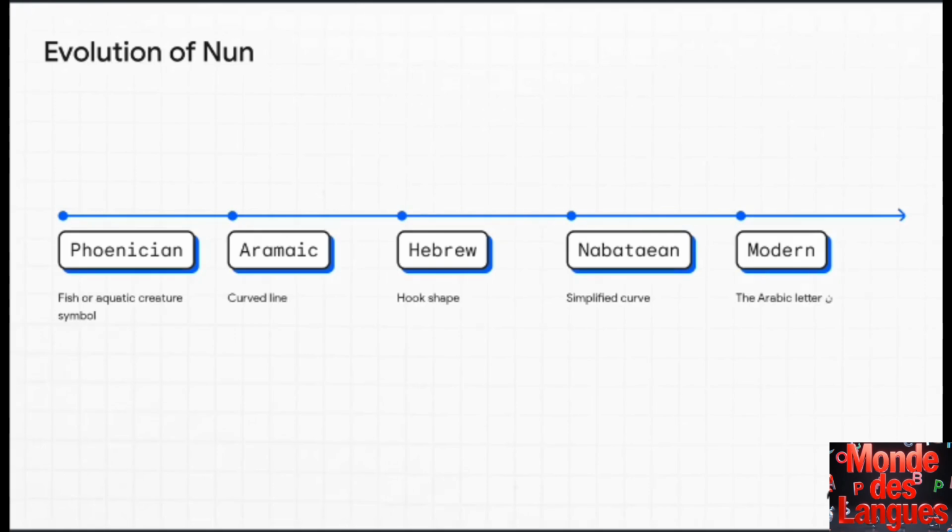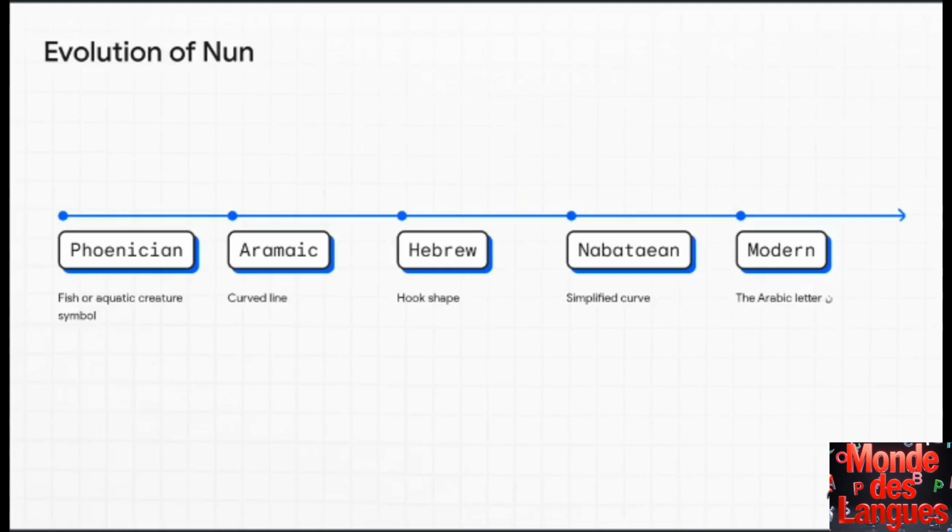We start way back in the Phoenician era, where the symbol was actually a drawing of a fish or some kind of aquatic creature. Then, moving into the Aramaic era, it becomes this curved line and a hook shape in ancient Hebrew. By the Nabatean era, it simplifies into a smooth curve before finally becoming the modern Arabic letter Nun, which honestly kind of looks like a little bowl with a dot floating above it.